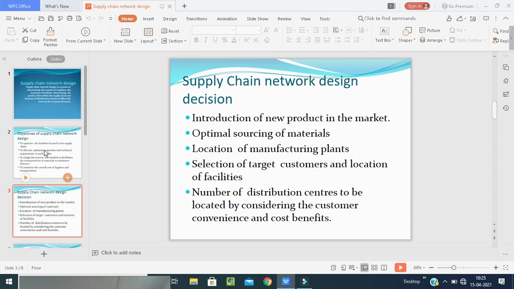Then the number of distribution centers, how many distribution centers or points are to be located by considering the customer convenience and cost benefits. By seeing which zone, either east side, west side, north side, south side, or the center side, all these things they will check. Where the convenience or the benefit for the customers will be, where the goods can be delivered within a short span of time, within the time period of the customer. All these things will come under the decision of the supply chain network design.